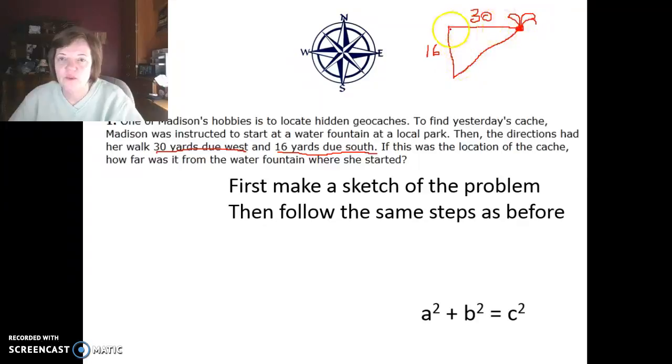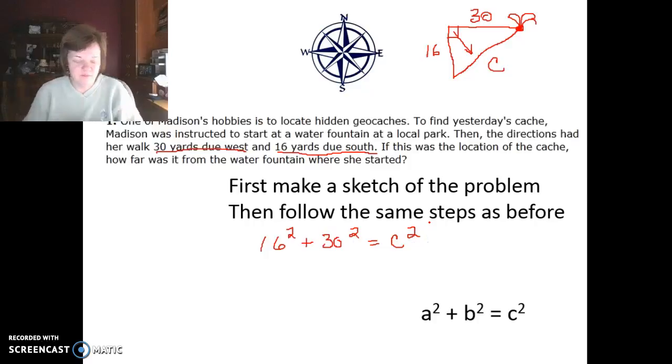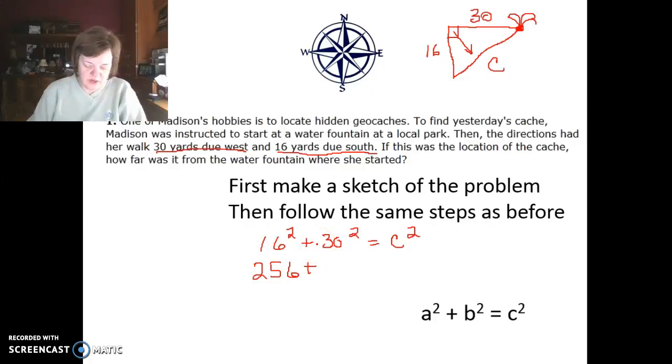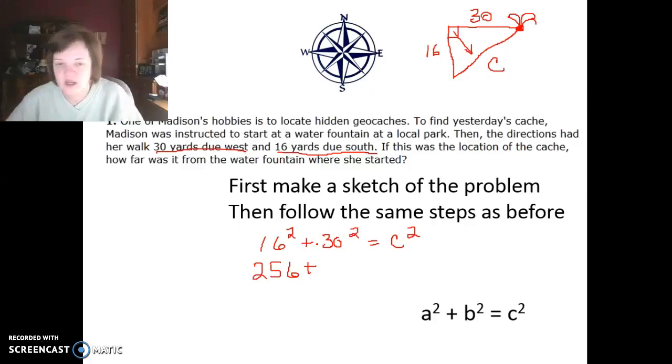So if she went due west and due south, this is our right angle. So that means we're looking for our hypotenuse. So that's our C. We're going to set it up with a squared plus b squared equals c squared. Plugging in those numbers. 16 squared is 256. 30 squared, I think I know this, but I'm going to do it anyway. Yep, 30 squared is 900. And that equals c squared.